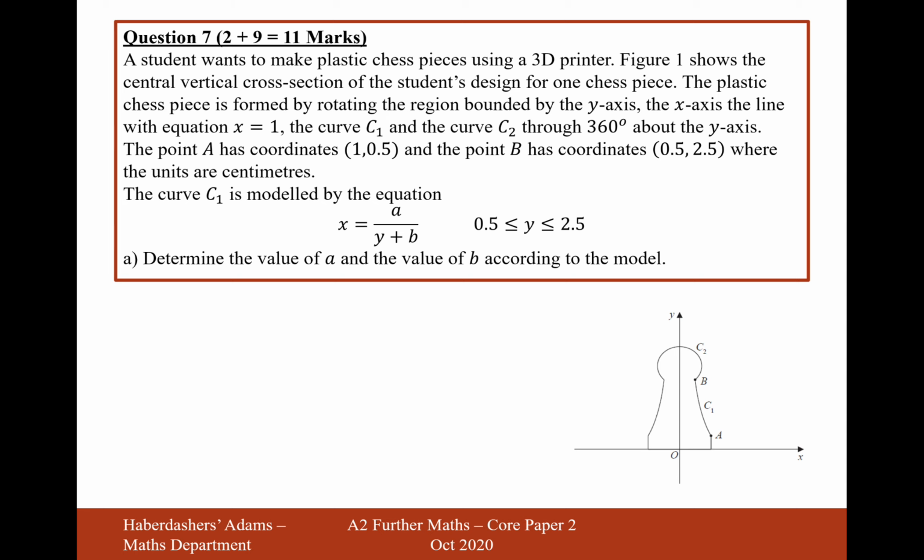The plastic chess piece is formed by rotating the region around the y-axis, the x-axis, the line with the equation x equals 1, the curve C1 and the curve C2 through 360 degrees around the y-axis. The point A has coordinates (1, 0.5) and point B has coordinates (0.5, 2.5), where the units are centimetres. The curve C1, between B and A, is modelled with the equation x equals ay plus b. Determine the values of a and b according to the model.